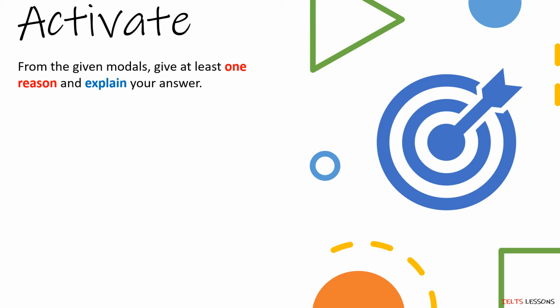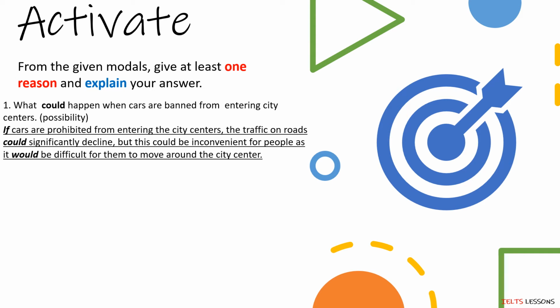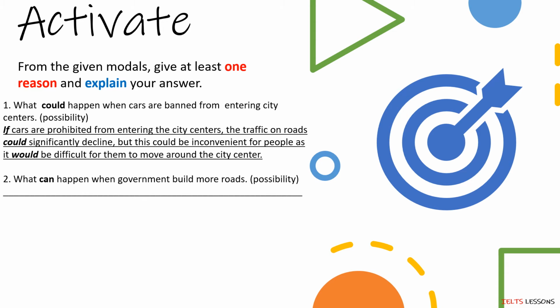So let's check our next exercise. Now, from the given models here, I'd like you to give at least one reason and explain your answer. For example, it says here, what could happen when cars are banned from entering the city center? And the example sentence here is, if cars are prohibited from entering the city centers, the traffic on roads could significantly decline, but this could be inconvenient for people as it would be difficult for them to move around the city center.